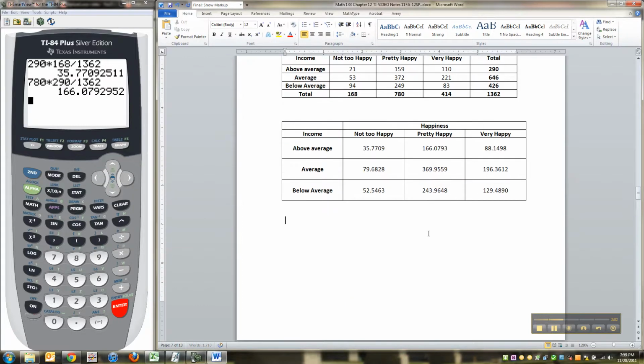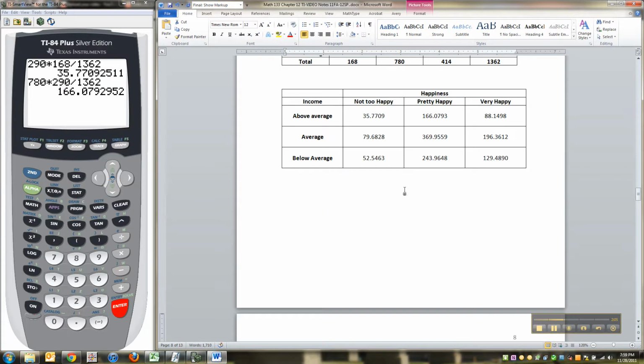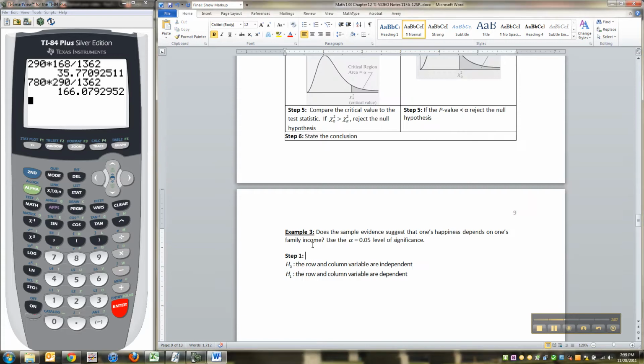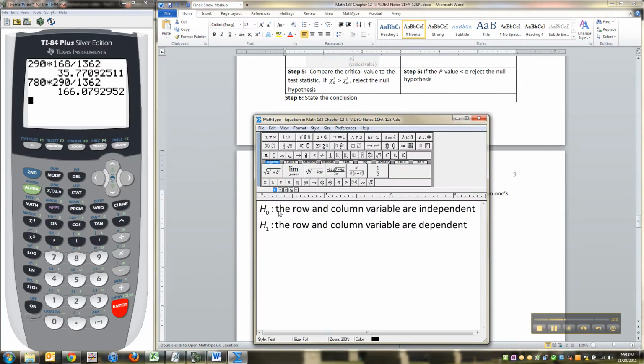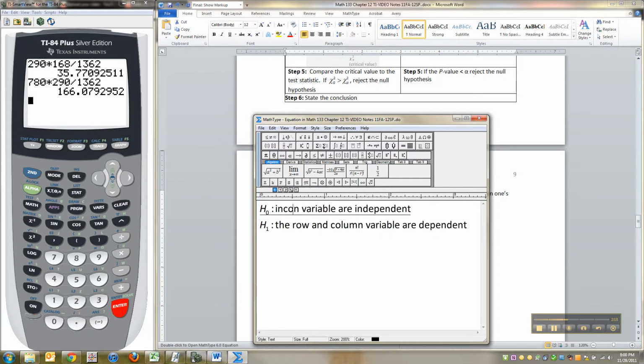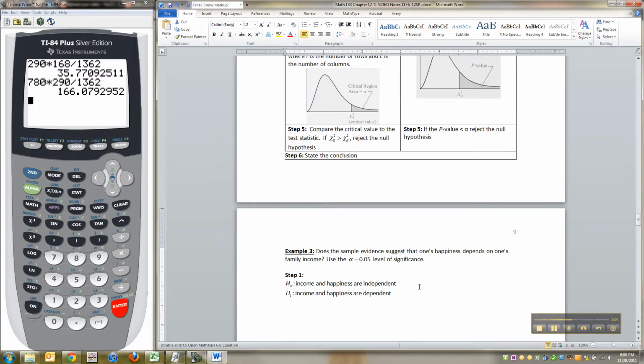All right, so now I want to conduct the test for independence. It's down here, example 3. The row and column variables in our particular example were income and happiness. The null hypothesis is that income and happiness are independent. In other words, can money buy you happiness? We will find out. The alternative is that they are dependent. Then we were given an alpha, so that's step 2. Alpha is 0.05.